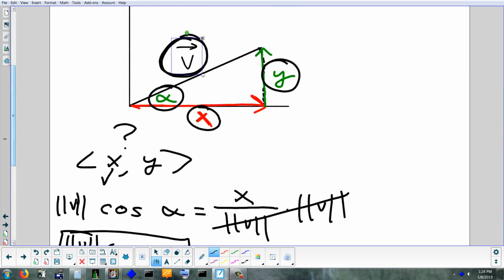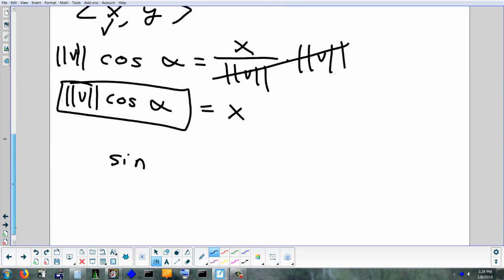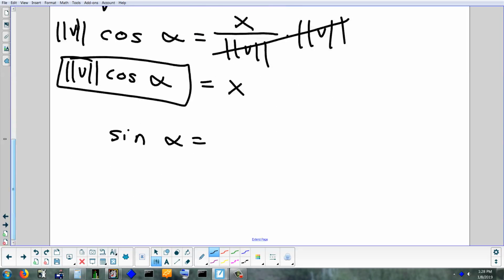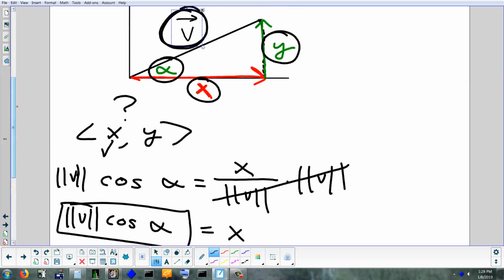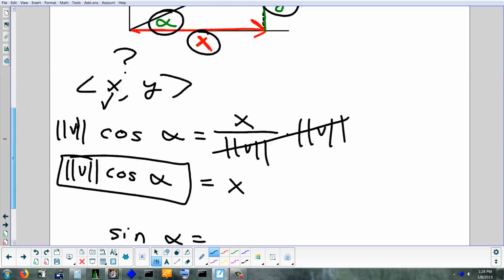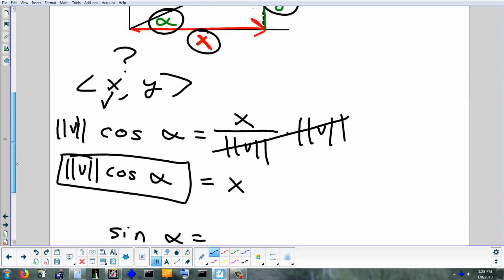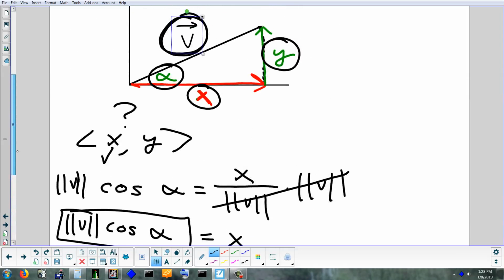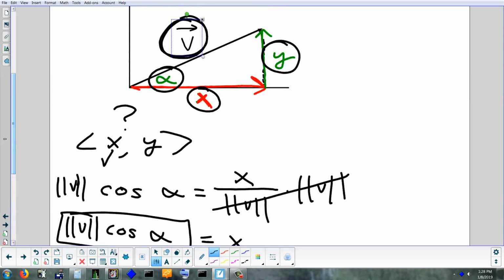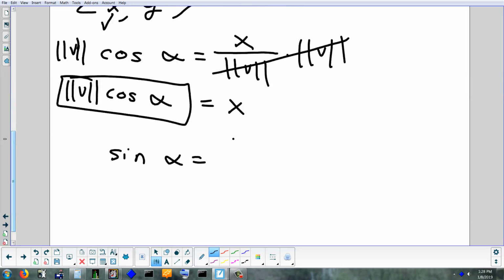Yeah, Tyler? My angle's still alpha. We haven't changed that. Sine alpha equals opposite over hypotenuse. What am I going to put on the other side? Fraction of what over what? Y over the, what's it called? Two lines, v, two lines. Yep, magnitude of v. And then get y by itself, just like you did before.